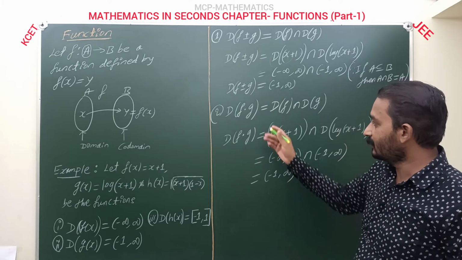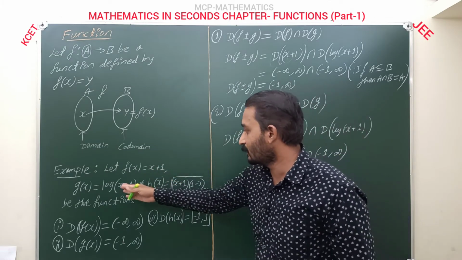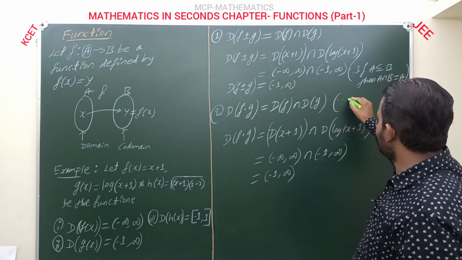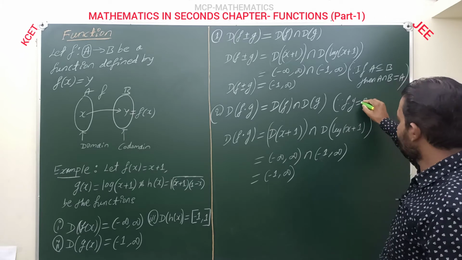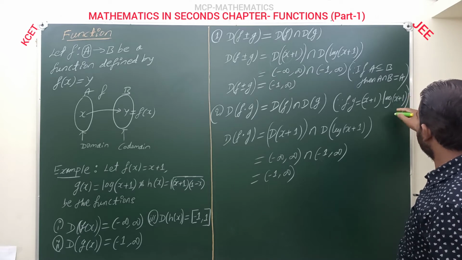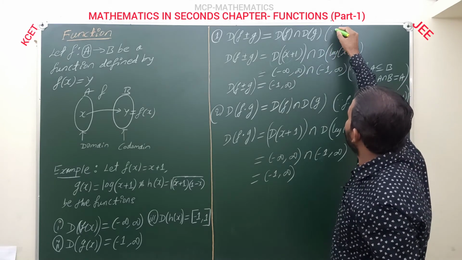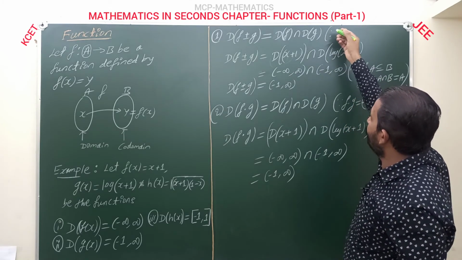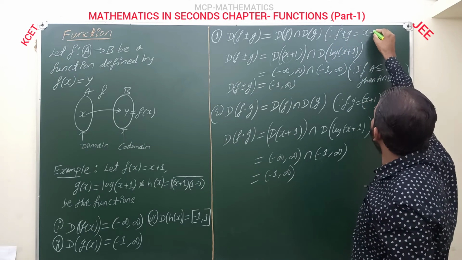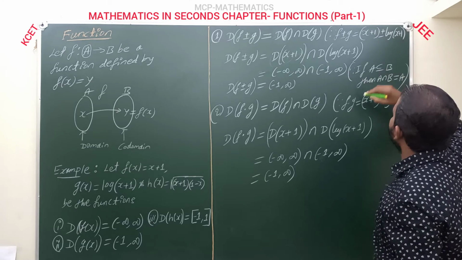So we easily identify the product of two functions. Product is nothing but what, in this case f into g is x plus 1 into log of x plus 1. So what is f into g in this case? f into g is x plus 1 into log of x plus 1. So the domain of this function is minus 1 to plus infinity. Here also addition or subtraction: f plus or minus g is nothing but x plus 1 plus or minus log of x plus 1. So both are the same in this case.